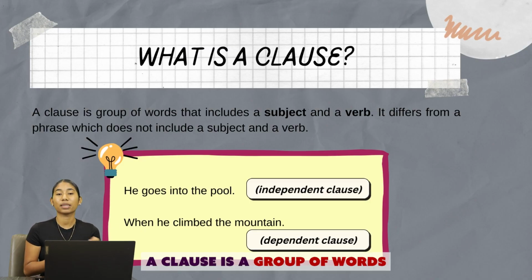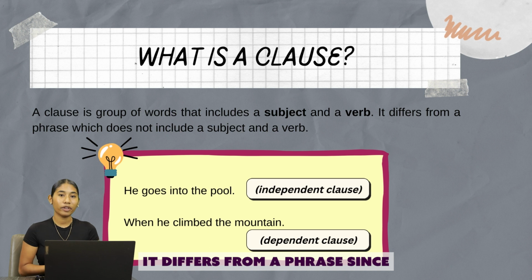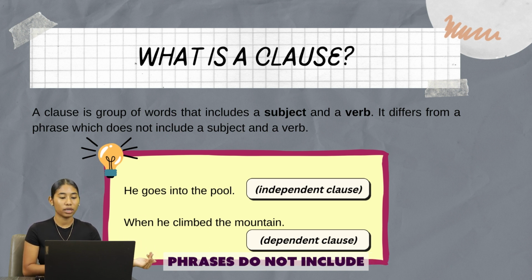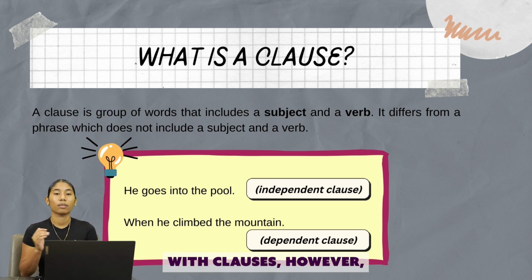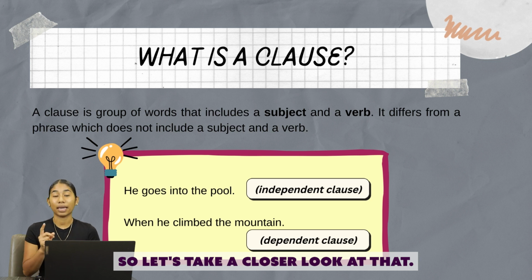A clause is a group of words that includes a subject and a verb. It differs from a phrase since phrases do not include subjects and verbs. With clauses, however, we can categorize them. We have independent clauses and dependent clauses. So let's take a closer look at that.